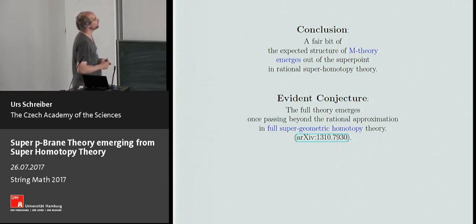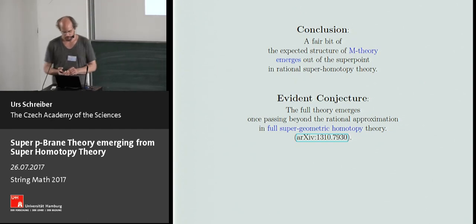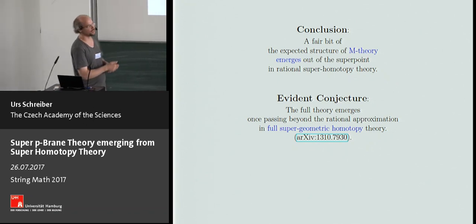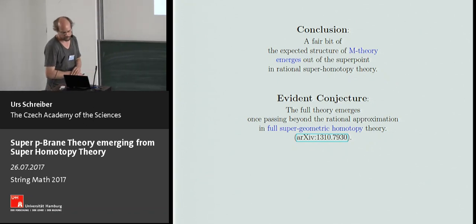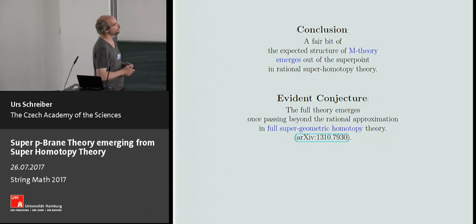So in conclusion, a fair bit of the expected structure of M-theory emerges out of the superpoint in rational super homotopy theory. Maybe the main impact of this is that it leads to an evident conjecture. You want to say, well, if that is true, then maybe the full theory emerges, since we were just working at this rational toy approximation to the full story. But we know what this full supergeometric homotopy theory is, so maybe we should do the whole thing there.